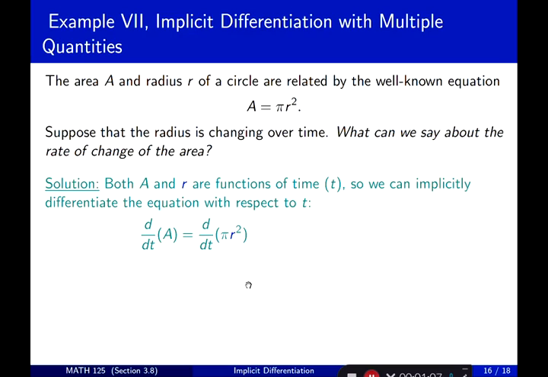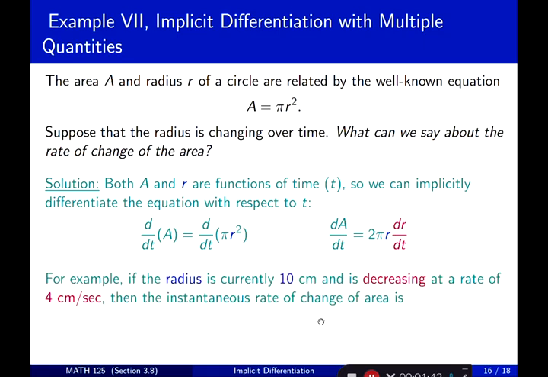The right-hand side is pi times the derivative of r squared with respect to t. What is the derivative of r squared? Pi is the constant coefficient. Then you multiply by, using the chain rule, the generalized power rule, 2r times dr/dt, because the inside function is r, and we're taking the derivative with respect to t, not with respect to r.